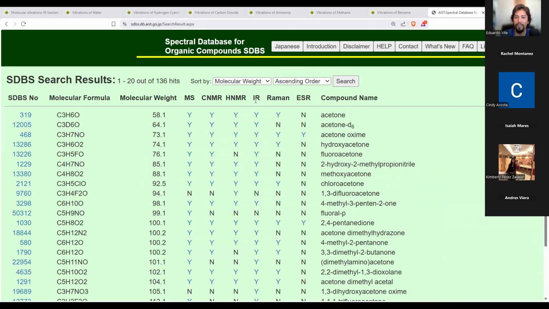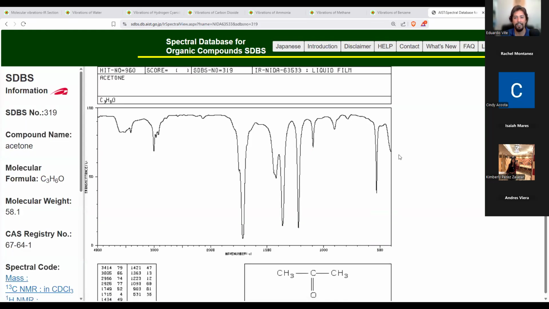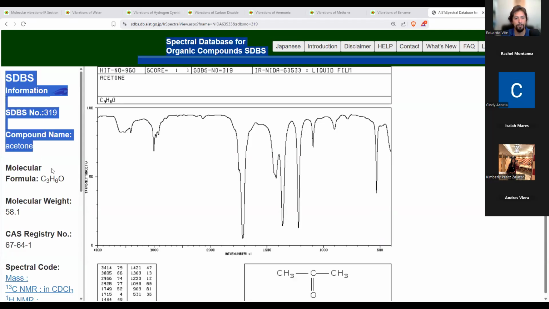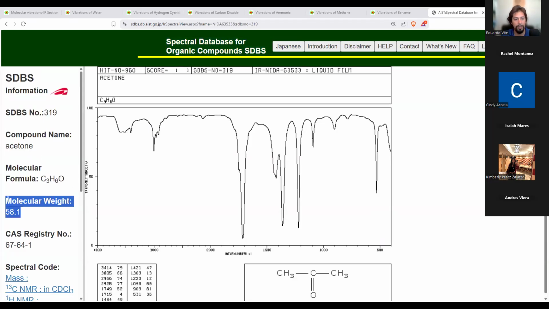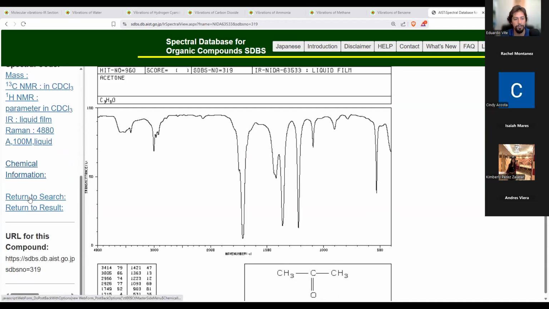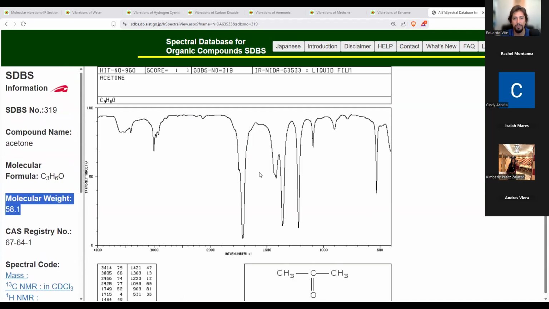And here it says IR. Now you know that IR means infrared spectroscopy, right? IR spectroscopy. And then here where it says acetone, it says Y. That means yes, there is an IR spectra for acetone. Go ahead and click it. And you'll see the spectra come up right there, right? You have the compound name, you have the formula, you have the molar mass. You can look for other stuff as well if you'd like regarding acetone. But we're doing IR, so I'm showing you the IR.